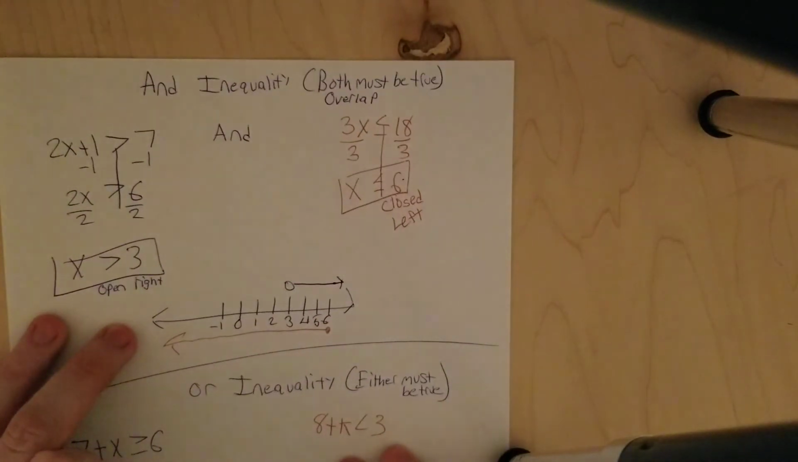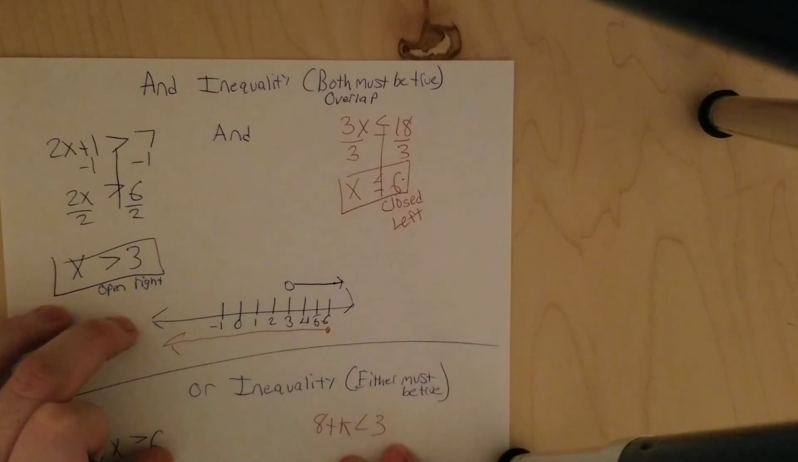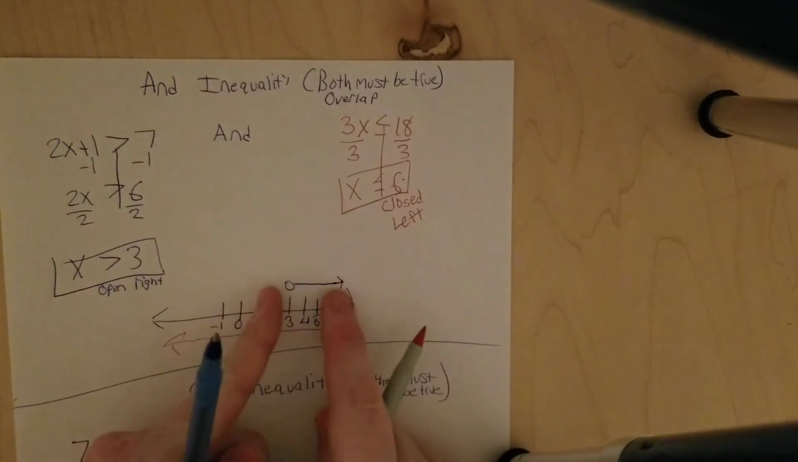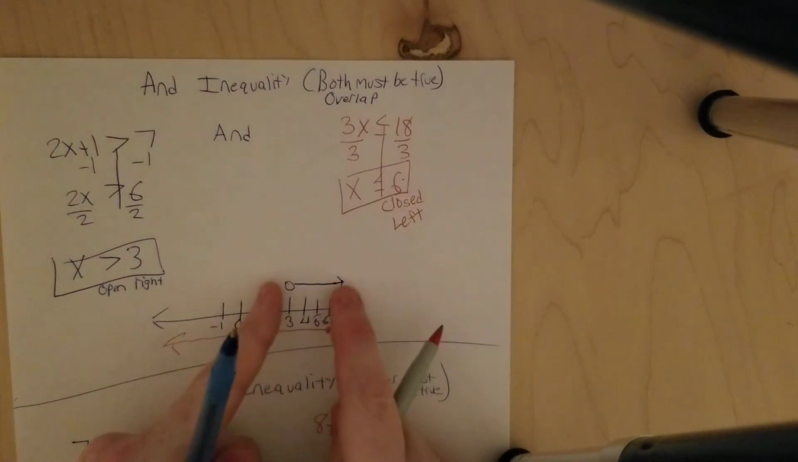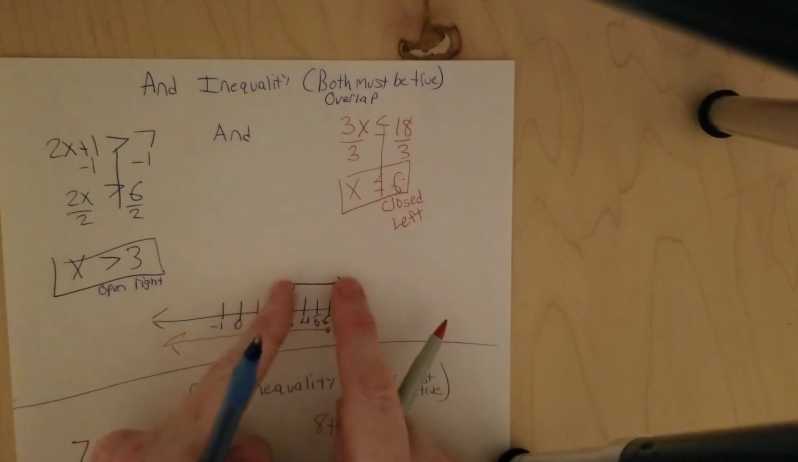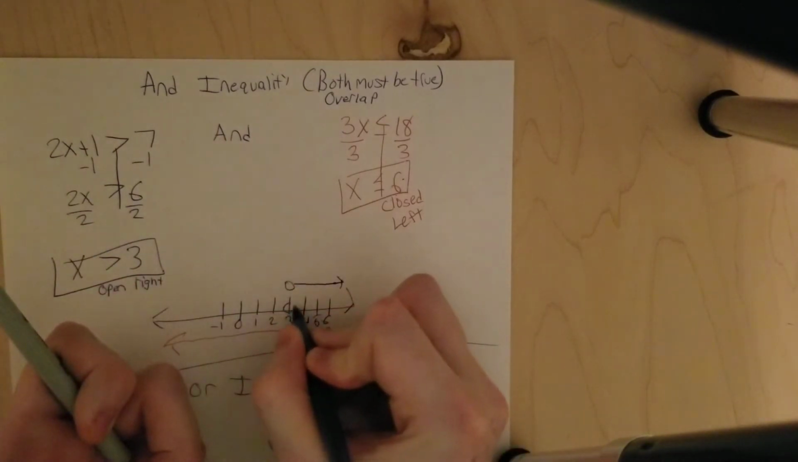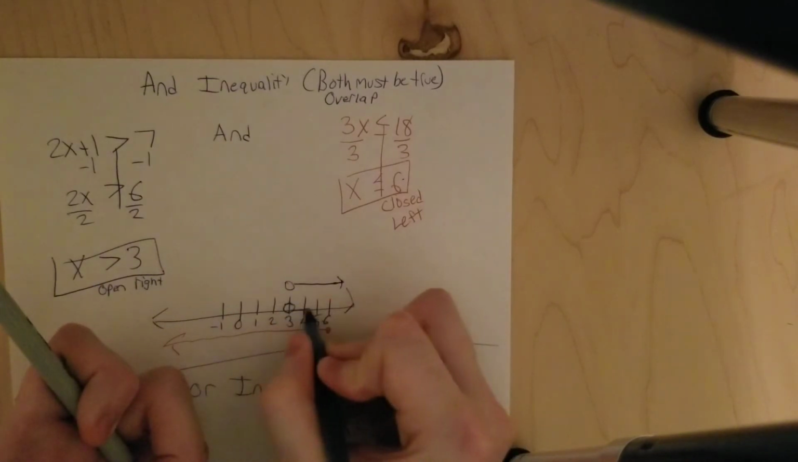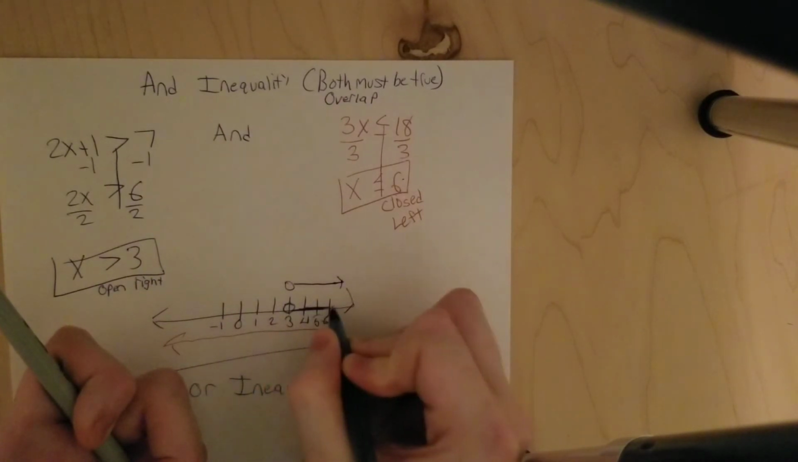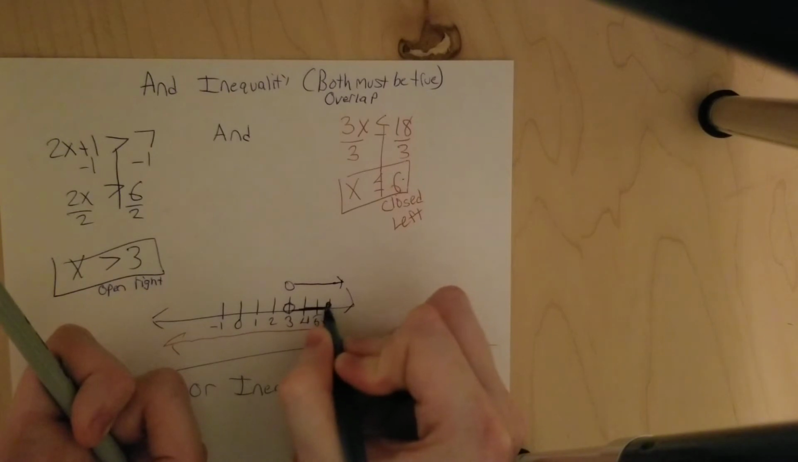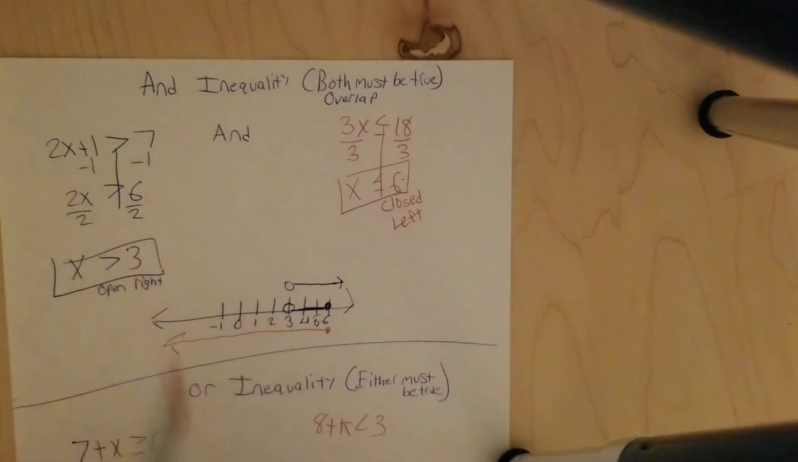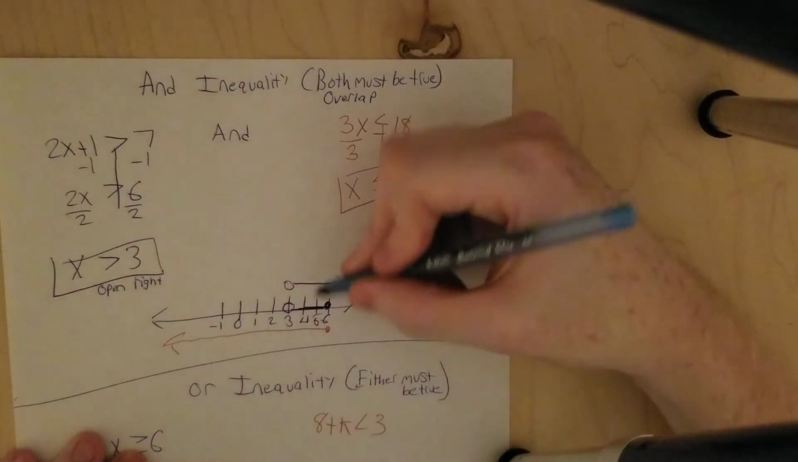So you want to look at your number line and look at where these overlap. I don't know how easy it is to see, but hopefully you can see this in the video. The overlap wouldn't include 3 because we have an open circle, but between 3 and 6, including 6, would be our answer because it's a closed circle. So this would be our answer.